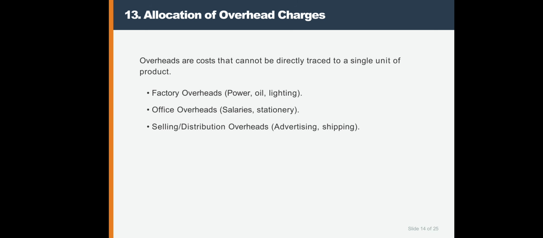Coming to the next topic, allocation of overhead charges. Overheads are costs that cannot be directly traced to a single unit of product. Factory overheads means power, oil, lighting, etc.; office overheads are salaries, stationery; and the selling or distribution overheads means advertising, shipping. These are the three overheads, costs that cannot be directly traced to a single unit of product.